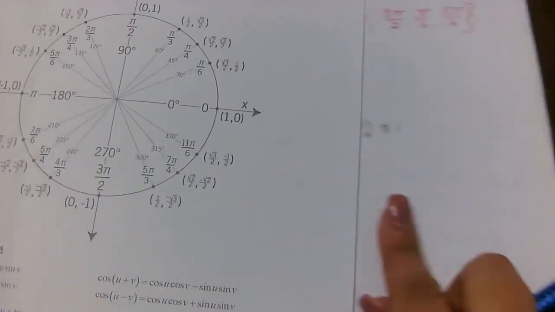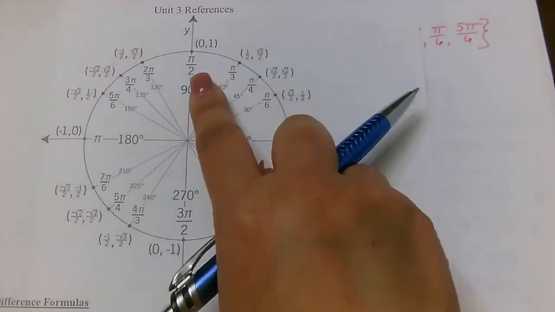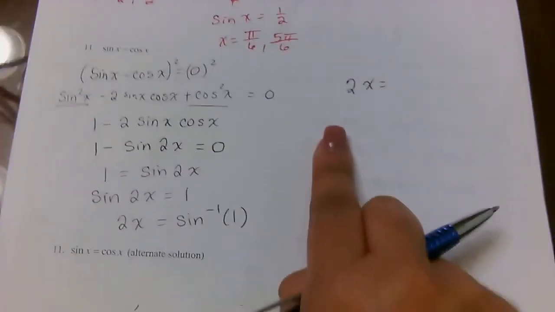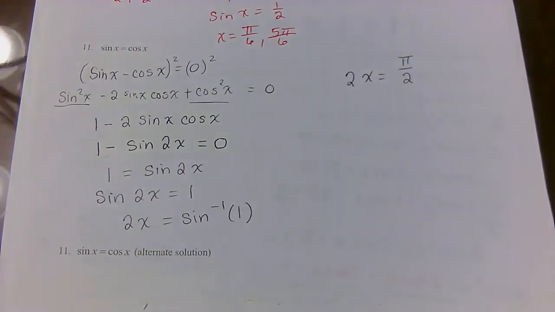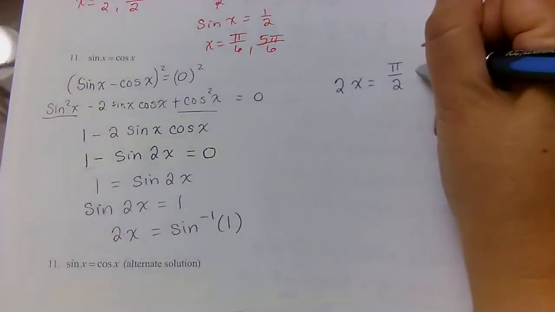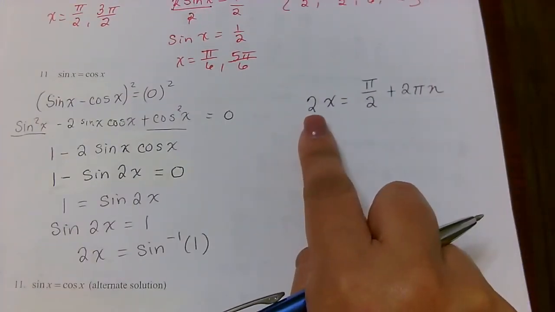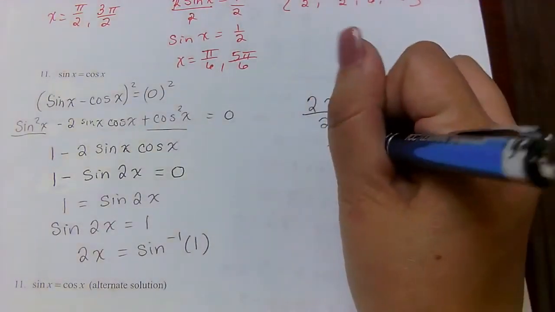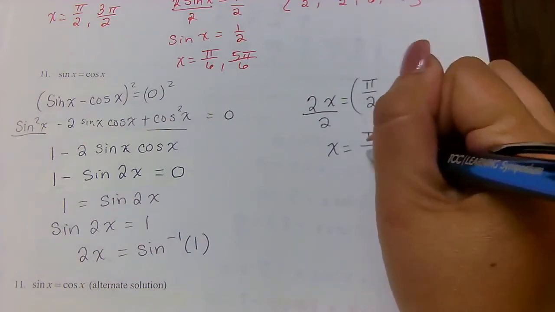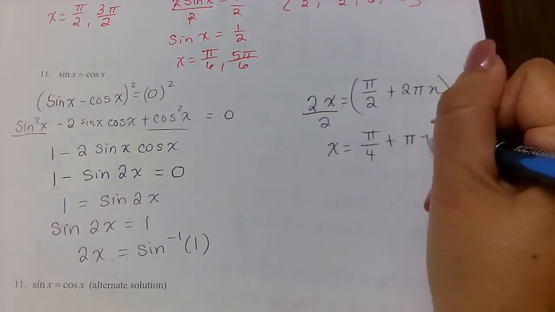So our reference sheet says, where is sine positive 1? Sine is going to be positive 1 at pi over 2. So I can say 2x is equal to pi over 2. Okay. Next thing I'm going to do is remember sine, to get to that next solution, we need to add 2 pi times n. Okay. We now need to get rid of this 2, so we're going to divide everything by 2. I'm going to divide everything by 2, and I'm going to get x is equal to pi over 4 plus, the 2's cancel out, so I'm leaving a pi times n.